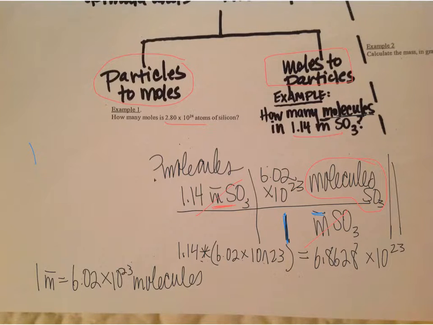Now, our question was given to us with the original number of 1.14, and that is 3 significant figures. So our answer has to be in 3 significant figures. So we're going to have this digit, and this digit, 3 significant figures. So our answer will be 6.86 times 10 to the 23rd molecules of SO3.